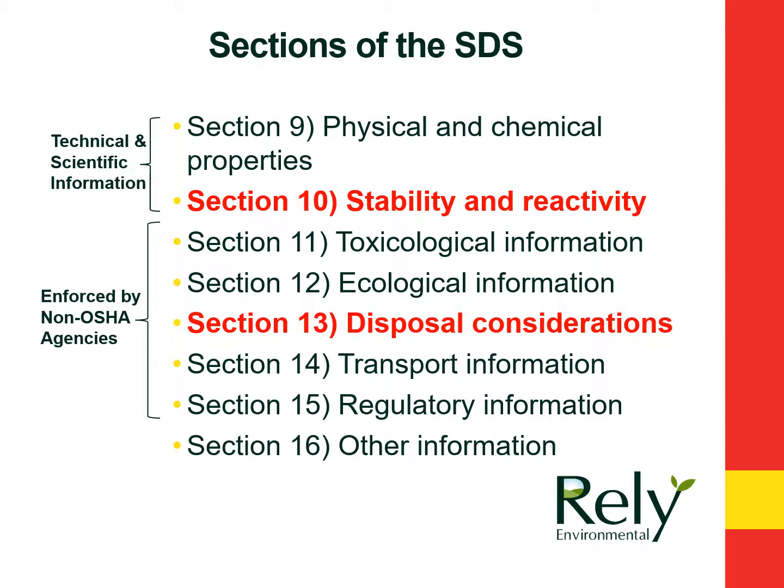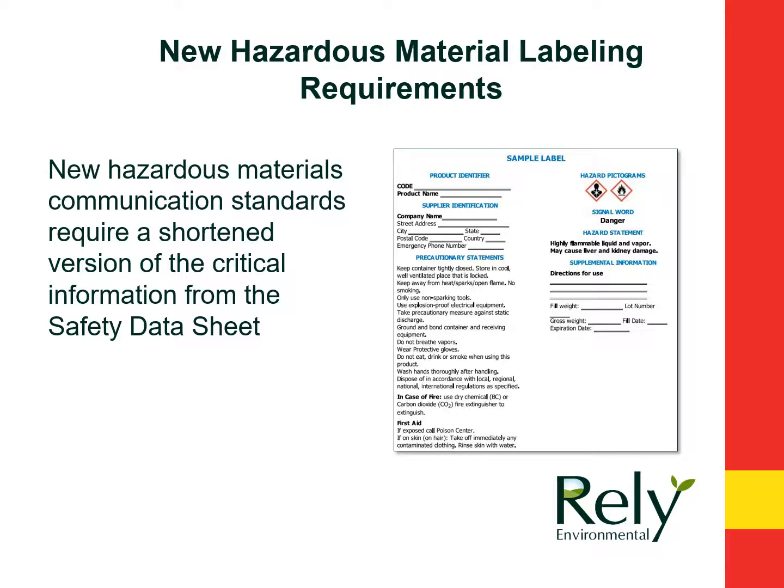Sections 9 through 10 cover technical and scientific information about the product, while sections 11 through 16 cover information enforced by non-OSHA agencies. Section 9 covers physical and chemical properties. Section 10, stability and reactivity. Section 11, toxicological information. Section 12, ecological information. Section 13, disposal considerations. Section 14, transport information. Section 15, regulatory information. And finally, Section 16 covers other information. To help workers locate important hazardous materials handling information, the new Hazardous Materials Communication Standards require labels on each container that provide the critical information from the safety data sheets.